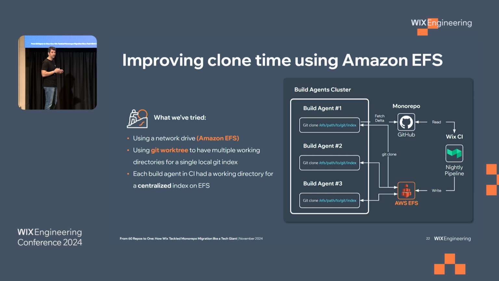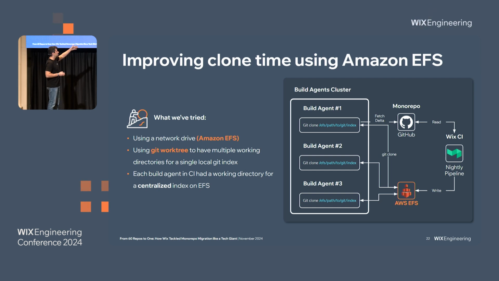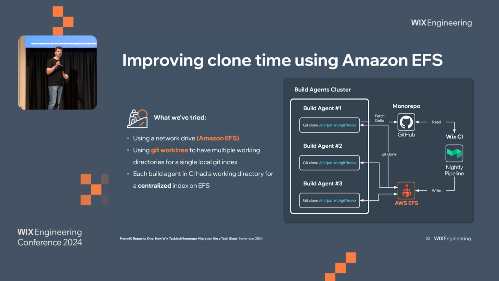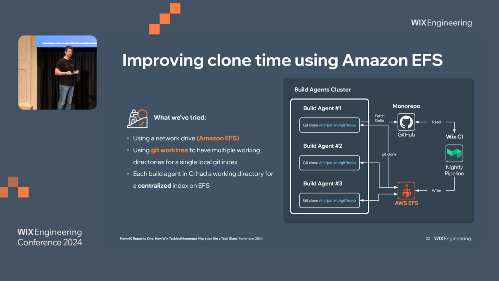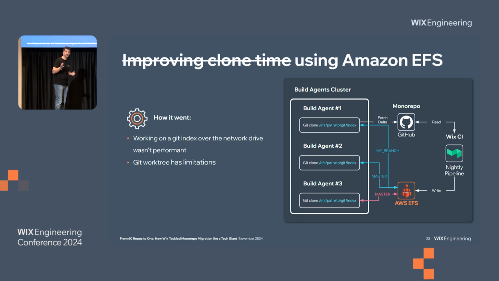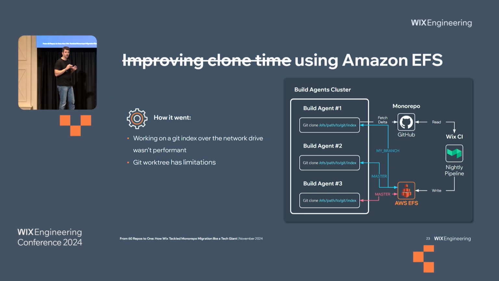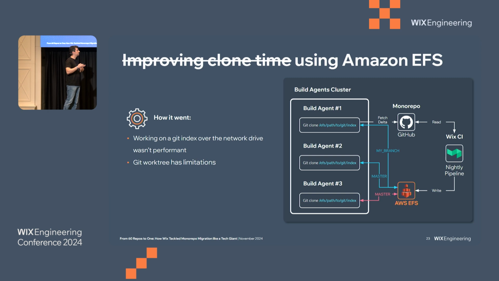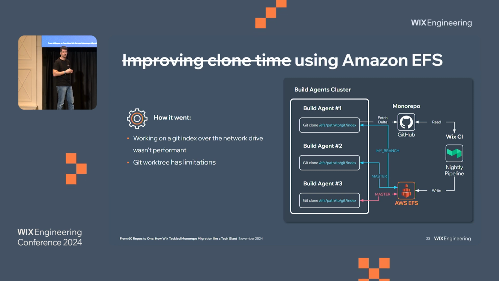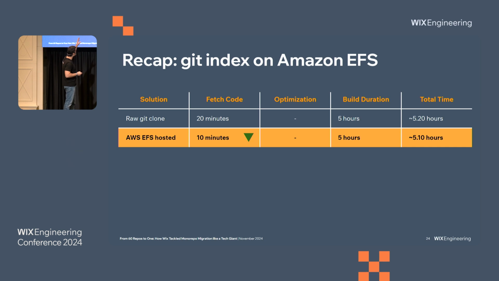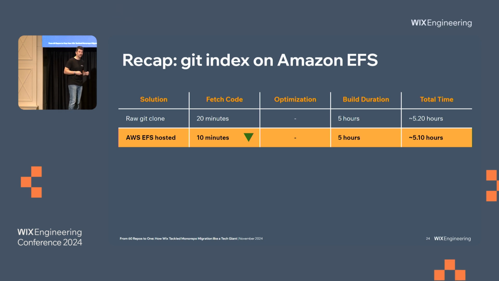On our second attempt, we tried using Amazon EFS, an elastic file system. It's a network drive that is shared between all the build agents. So we used Git worktree to have the index cloned on Amazon EFS, and then copy it over the wire into each and every build agent. Unfortunately, it didn't work quite well. The clone time wasn't that efficient over the wire, and also, Git worktree has limitations. It doesn't support concurrent work on the same branch. So if we have two builds running on the master branch, only one could occur. We can tell that we've improved the fetch code time, down from 20 minutes to 10 minutes. But still, it's not good enough. Around 5 hours and 10 minutes of total time, we need to improve that.